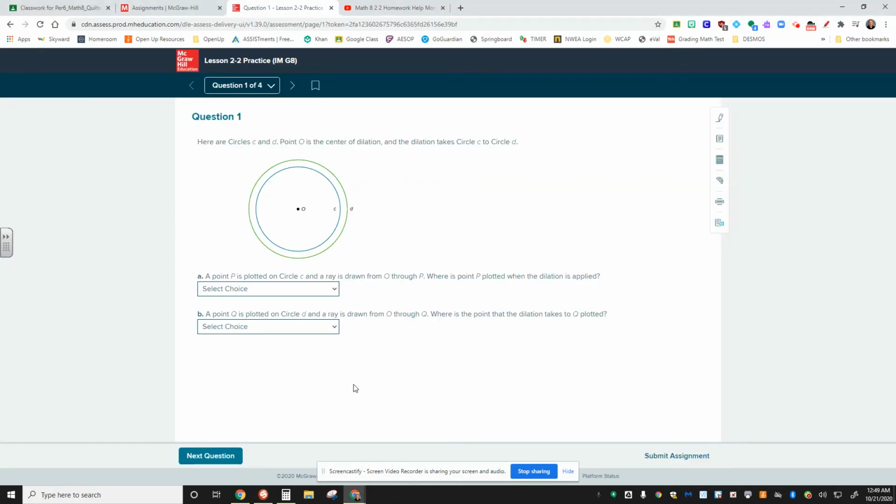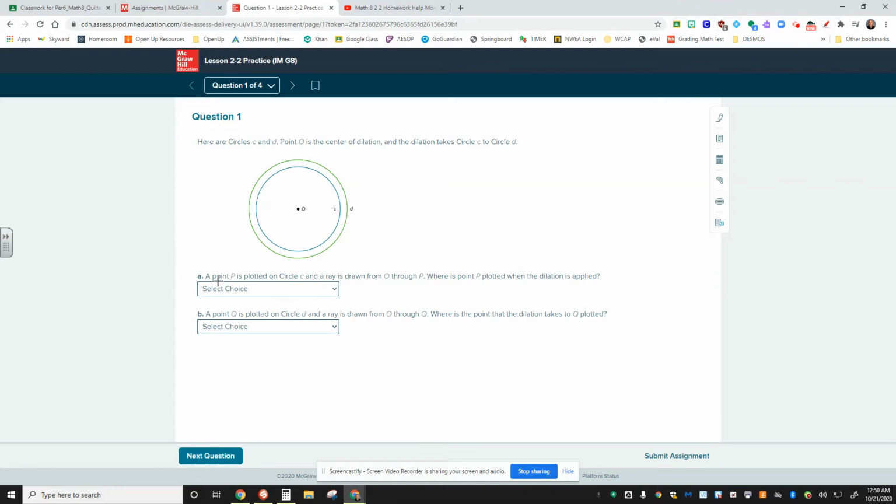Okay, there it is. Question 1, when it says here are circles C and D, point O is the center of dilation, and the dilation takes circle C to circle D, meaning that the dilation is going to grow from circle C, from the blue one to the red one. So let's see what happens here.